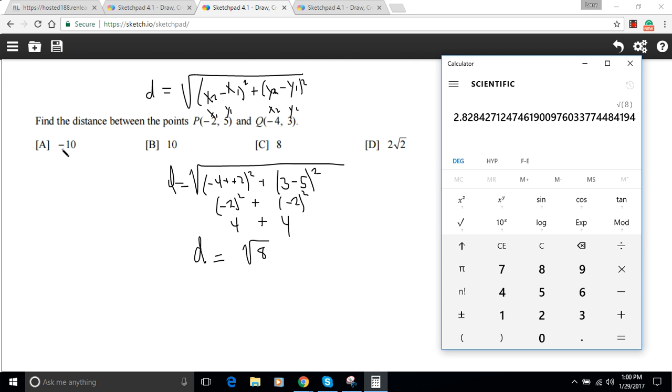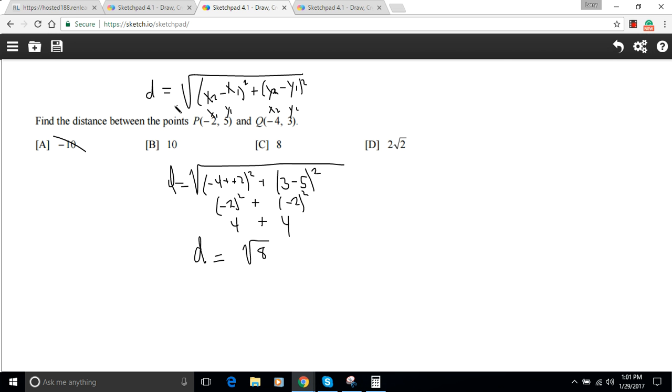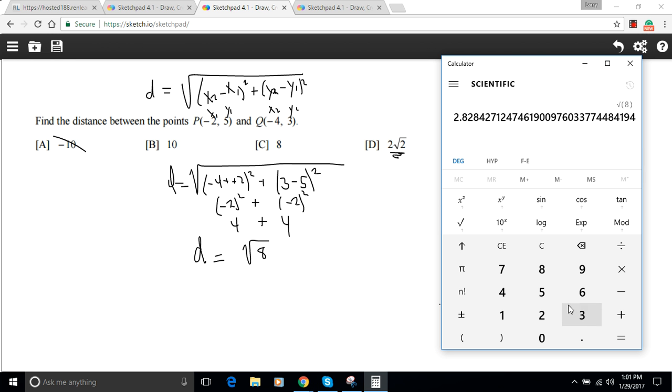So which answer choice is this? Well, it's not -10. Remember, distance is never going to be negative. It's not 10, because we saw it was 2 point something. It's not 8. So it's got to be this one, right? Well, you can test it. You can say 2 and then take the square root of that. So that's this part right here. And then multiply that by 2. And boom, you've got it.